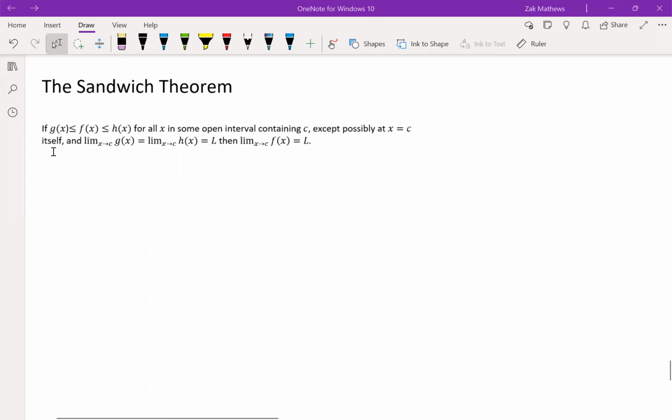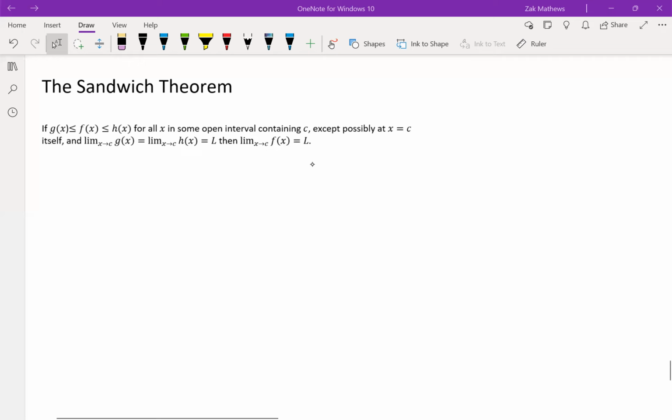We have the known inequality g of x is less than or equal to f of x, less than or equal to h of x, for all x in some open interval containing c, except for possibly at x equal to c itself. And the limit as x goes to c of g of x equals the limit as x goes to c of h of x. If they're both equal to some value, we'll call it L, they're the same. Then the limit as x goes to c of f of x is also equal to that L.